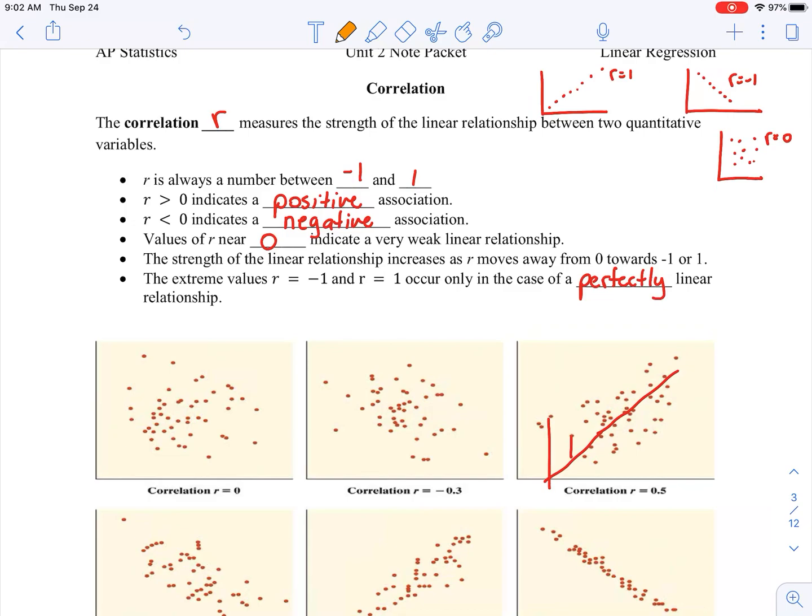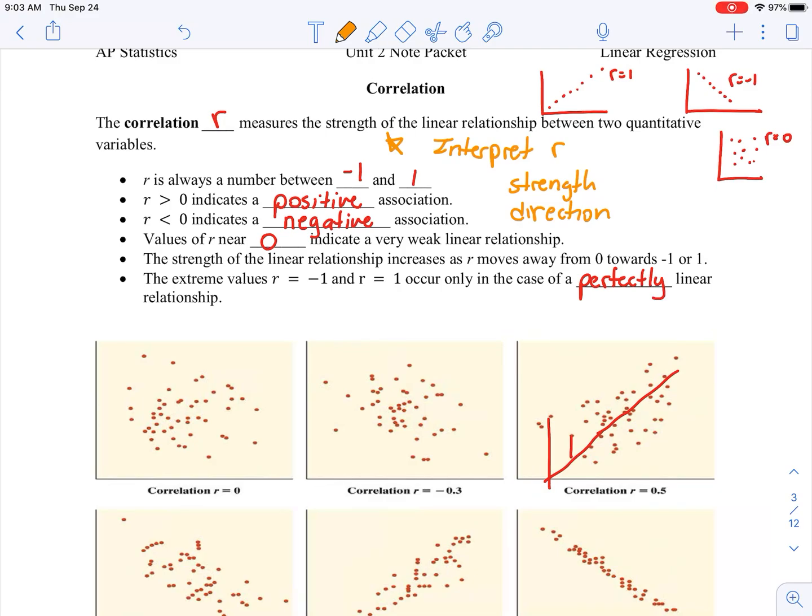What we have to remember is when we might be asked to interpret R. I'm going to start this because I think this is something important. To interpret R, we have to include two things. Just like when we do a z-score, we have to do distance and direction. We have to do strength and direction when we talk about R. So remember those two things.